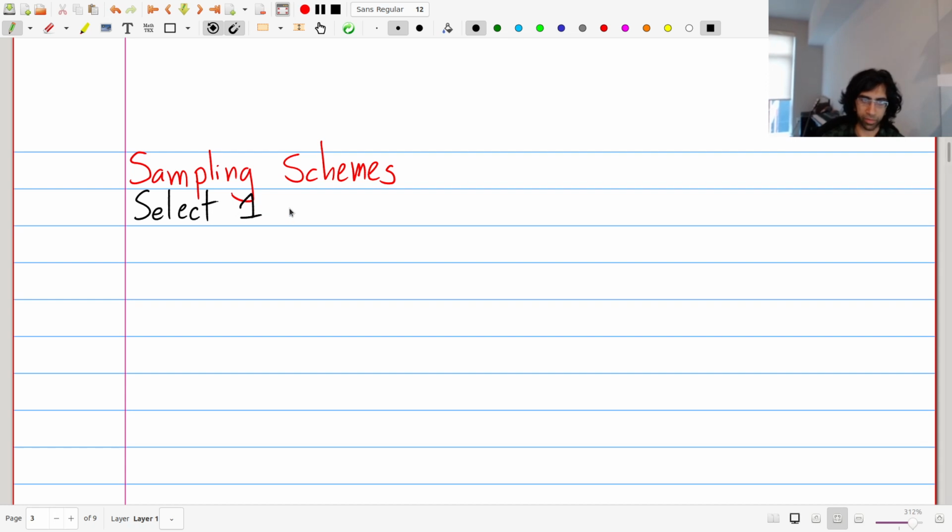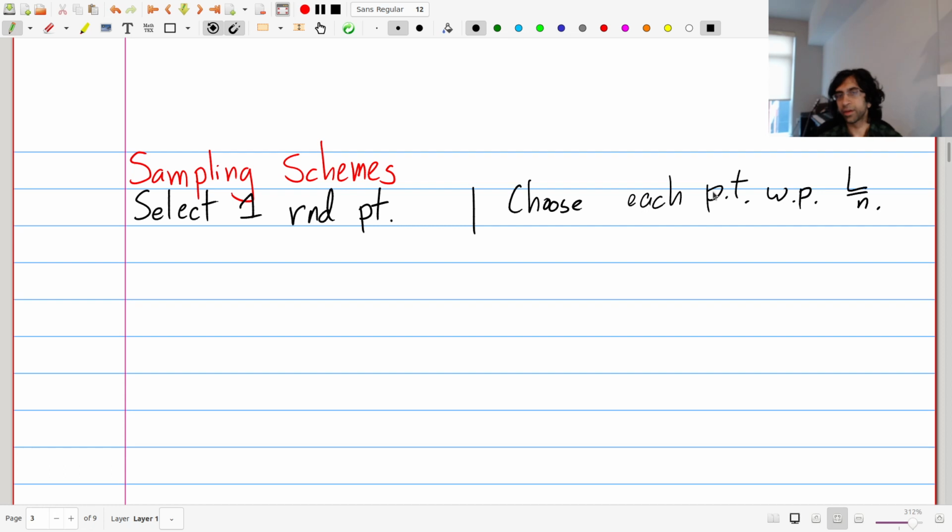Select one random point, versus choose each point with probability L over N. So first thing I want to point out is you could see this maybe as generalizing this, but no, they're kind of incomparable. The reason being that even if you set L equals 1, then you would select each point to be in your set with probability 1 over N, but this isn't equivalent to selecting one random point.